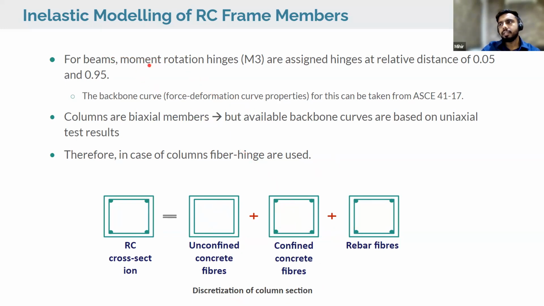Here, like in this rotation curve, I'm directly giving the backbone curve. According to the deformation, the moment will be calibrated, or based upon that relation, the nonlinear hinges will be followed up. While for the column, we will have the non-linearity based upon the material. Each material is assigned for the different elements, and then the non-linear behavior is captured.